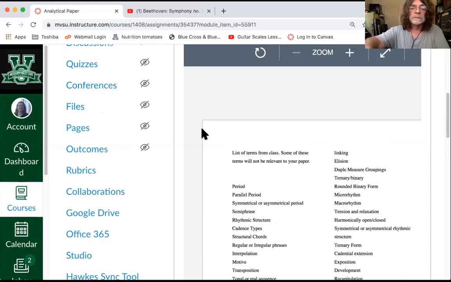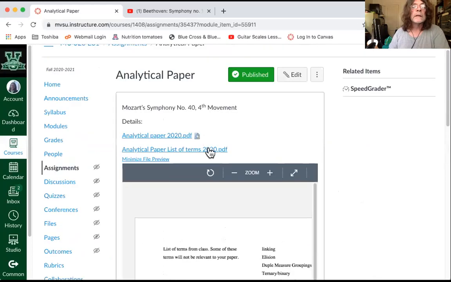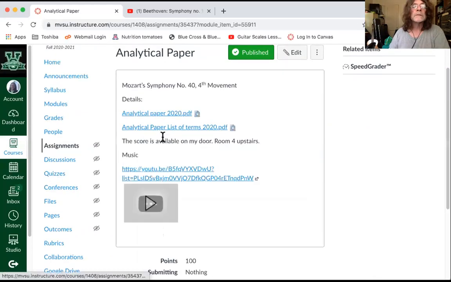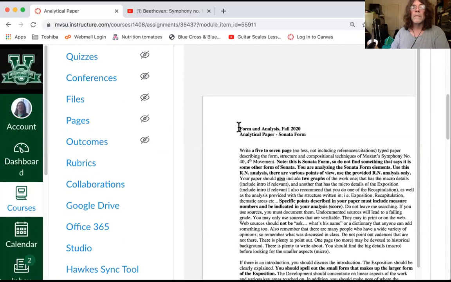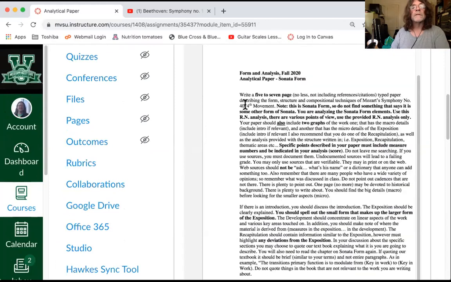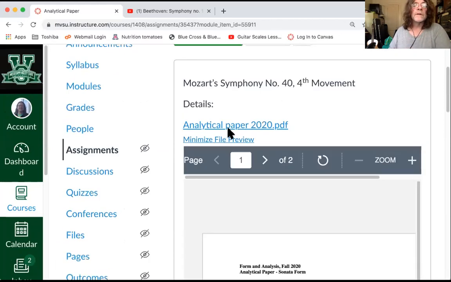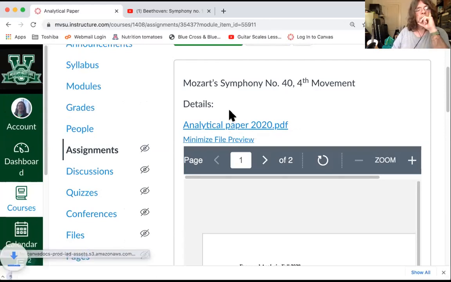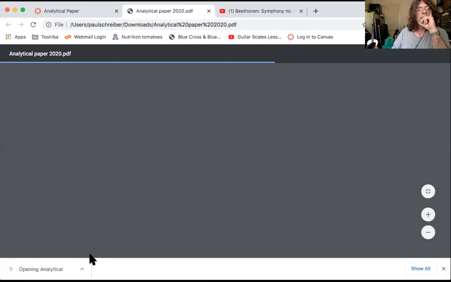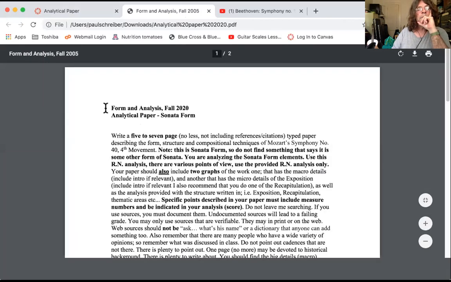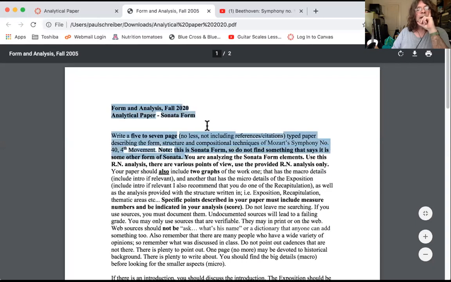So let me see. I'm going to get out of this a little bit, and I want to close this, minimize. So this is the directions for the paper. And you can download and read it, but this is basically a paper on sonata form. I'm going to do this different because we're not seeing this very well. Are you seeing the paper now? Yes. That I just highlighted, not the whole module. So you just highlighted the paper itself, yeah. All right, good, because we can read it a little bit better.